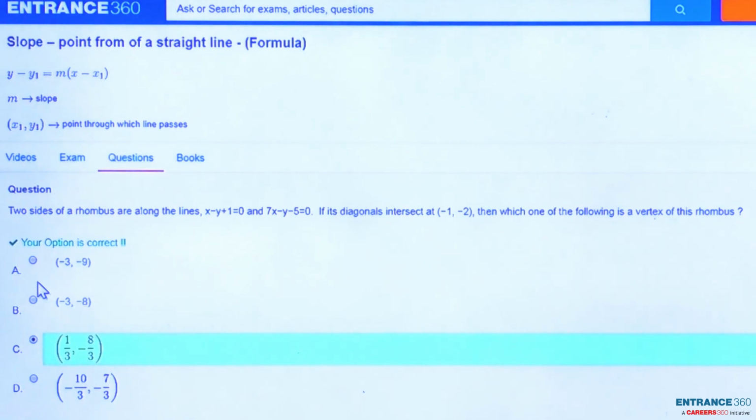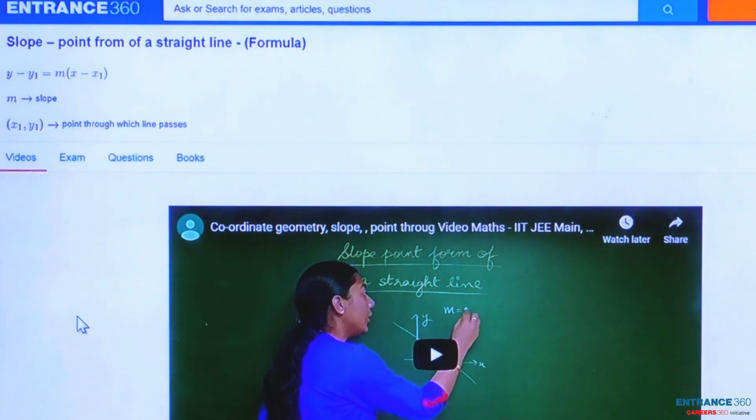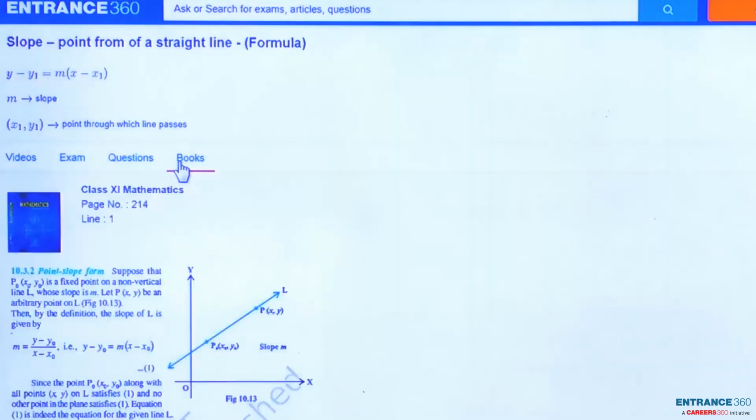Further, if you have any doubt regarding this question or concept, you can also watch the video of around 2 or 3 minutes, and you can also read the book. This is the NCERT book, class 11th mathematics. You don't need to read the whole book. You only have to focus on page number 214, line number 1. And there is another book, coordinate geometry, an Arihant publication, page number 81, line number 1.